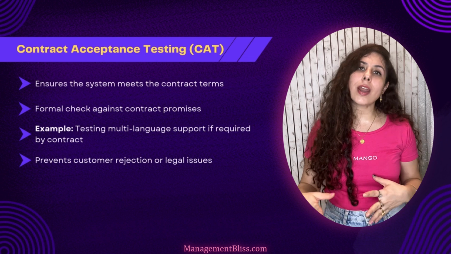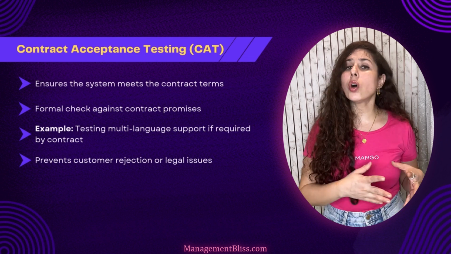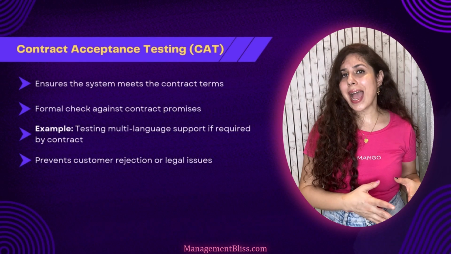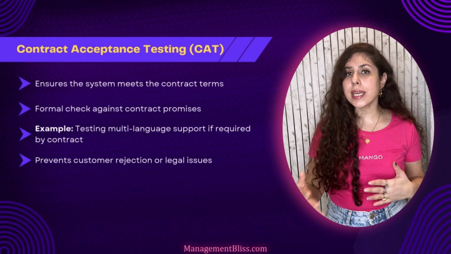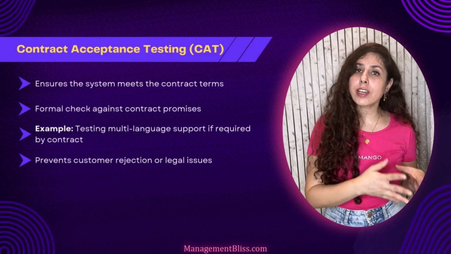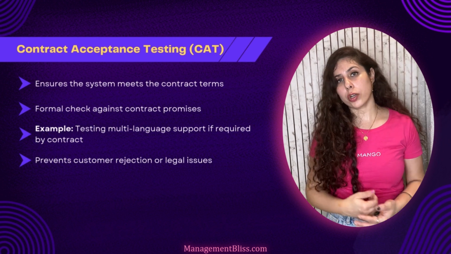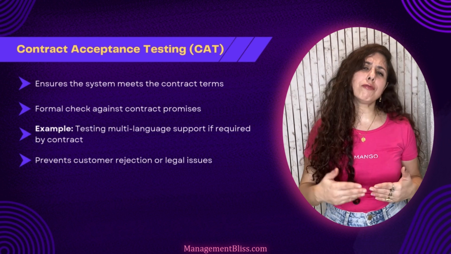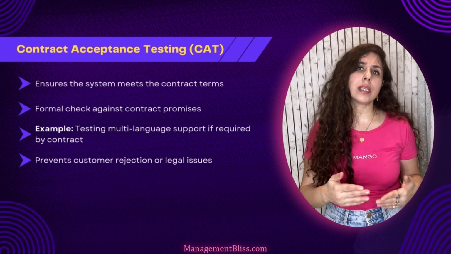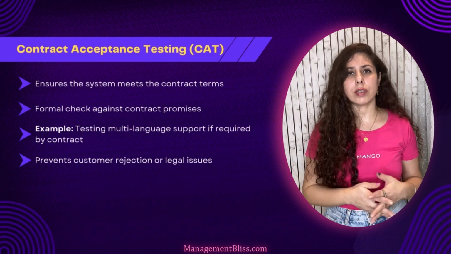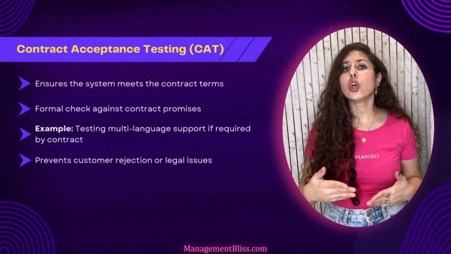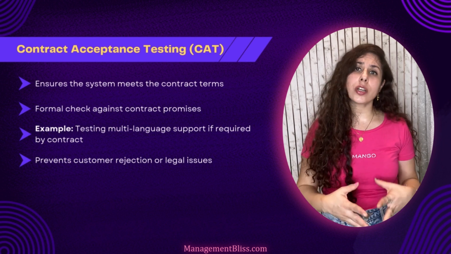Next is contract acceptance testing. Now, what is contract acceptance testing? Contract acceptance testing, or CAT, is where we check if the system meets the specific terms laid out in the contract. This is more of a formal check to ensure that everything promised to the customer in the contract has been delivered.